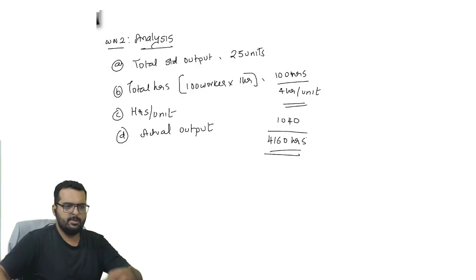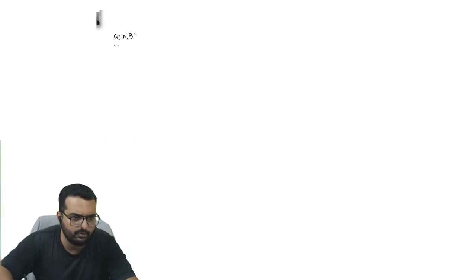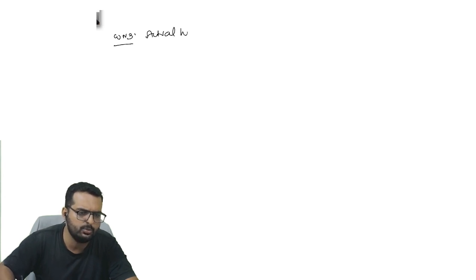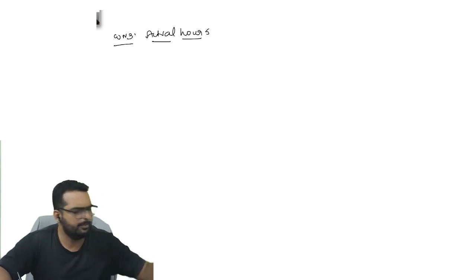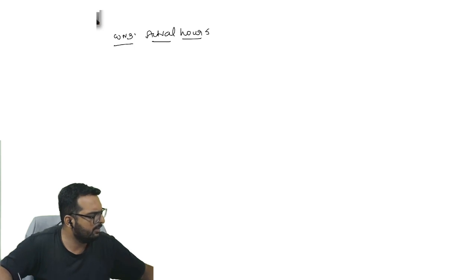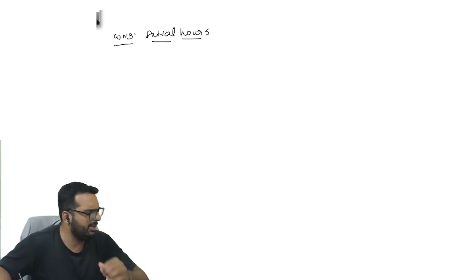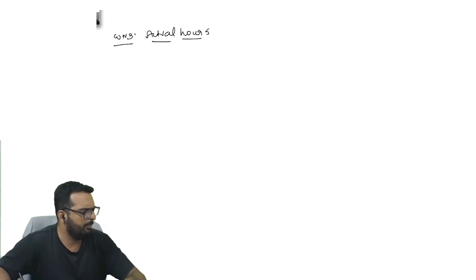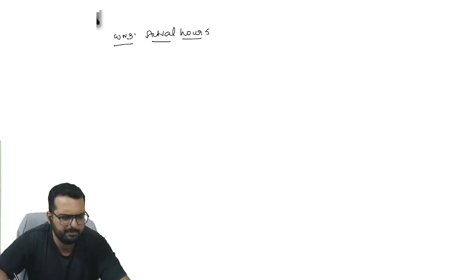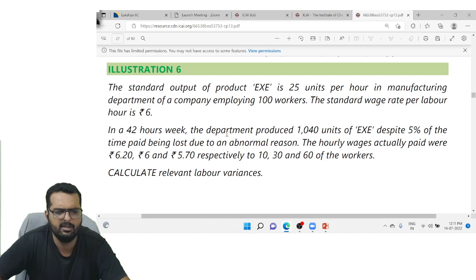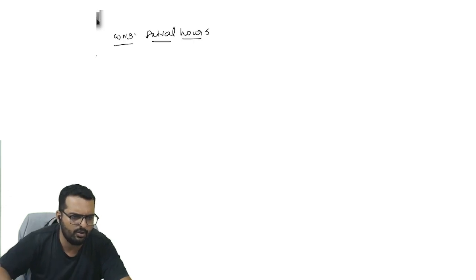Are you all done with this? So once we get the SH, the next thing we have to find out is the actual hours. All right, friends, for actual hours, we have different workers, and they have already given us the details. Have they actually told how many hours these fellows are working? Let's check. A 42-hour working week, and 5% is the loss, is what they have told.